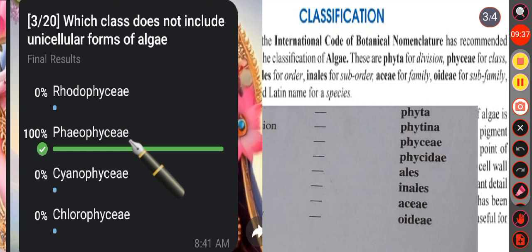The class Phaeophyceae are a group of brown algae. There are no unicellular or colonial members in this class. All members of Phaeophyceae are multicellular and there are no unicellular species. But in all the other options, that is in Rhodophyceae, Cyanophyceae and Chlorophyceae, unicellular members are present. So here the correct answer is option B.